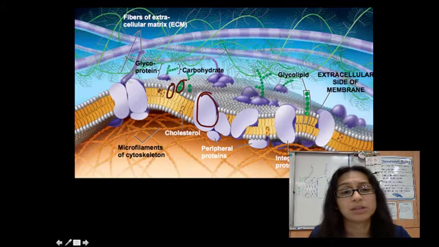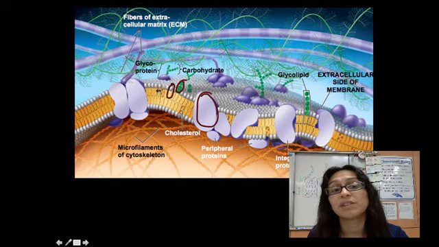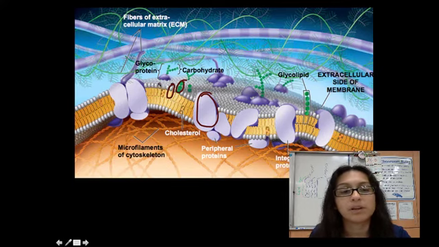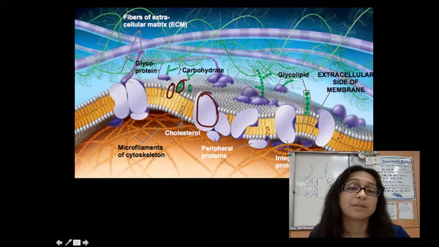Also, if we take a close look here, we see that not only do we have 1 layer of lipids, but we actually have 2 layers of lipids that we call a lipid bilayer. So there's a layer of lipids here, and then there's a layer of lipids here. So we have a lipid bilayer that makes up the cell membrane.